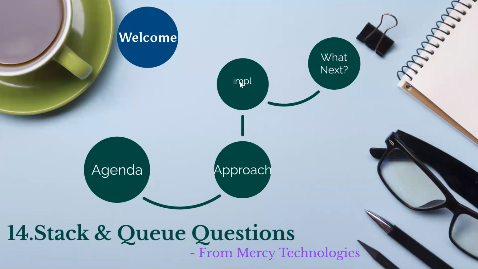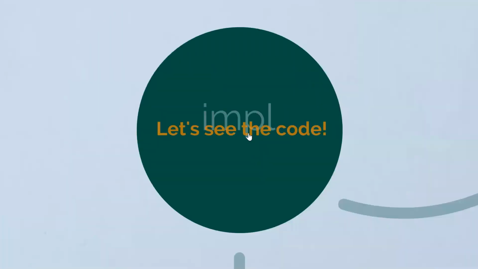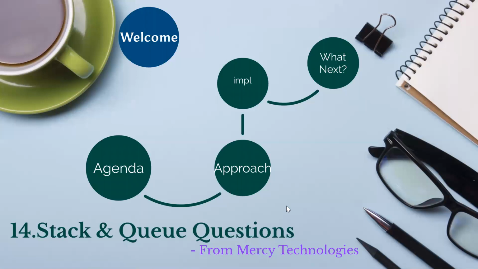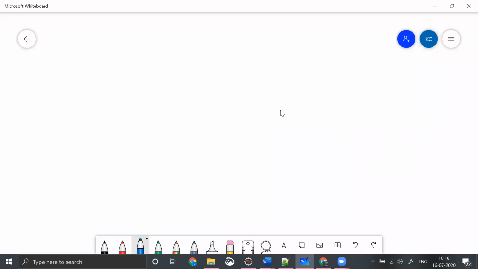So let's see the code straight away. Let's go with the implementation. But seeing the code, as I told you, we need to develop the code using simple examples, right? So I'm doing the same thing right now. Let me go to my Microsoft Word whiteboard and try to write the question: implement a queue using two stacks.